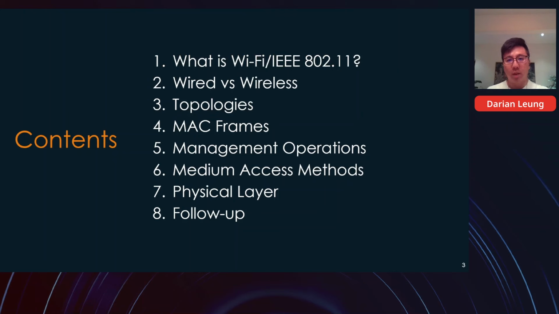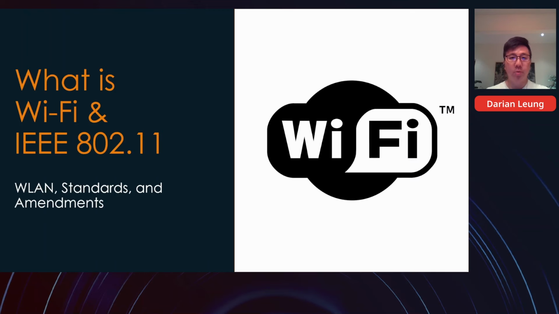So, what am I going to be covering? Firstly, I'll start off with what exactly the terms Wi-Fi and 802.11 mean. Then, the differences between the wired and wireless mediums. Next, some basic Wi-Fi topologies such as BSS and ESS. Then an overview of what MAC frames are, followed by management operations such as authentication and association. Next, we'll take a look at medium access methods, primarily the distributed coordination function. And finally, some physical layer concepts such as channels. And we'll round off with some further topics and resources. Without further ado, let's begin.